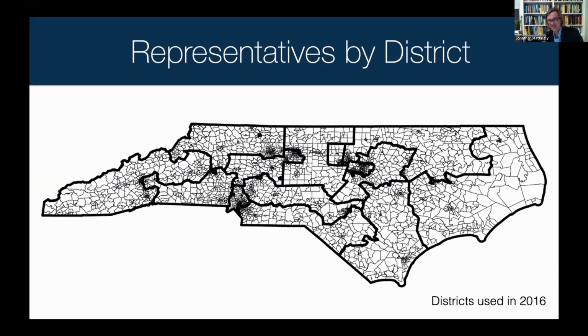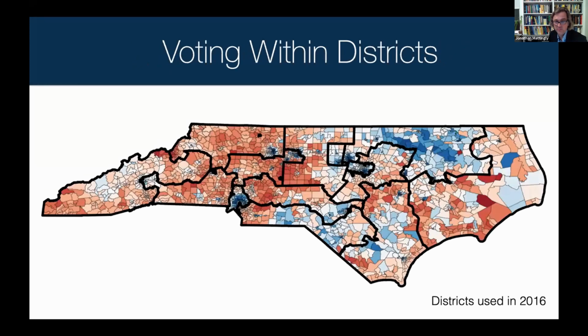So here's a precinct level map of the state of North Carolina. These are little precincts, and these are the 12 congressional districts that we used in the 2016 elections. These were eventually deemed unconstitutional, but here's the precinct by precinct voting. So this is percentage Democrat or Republican vote. Red is Republican, blue is Democrat.